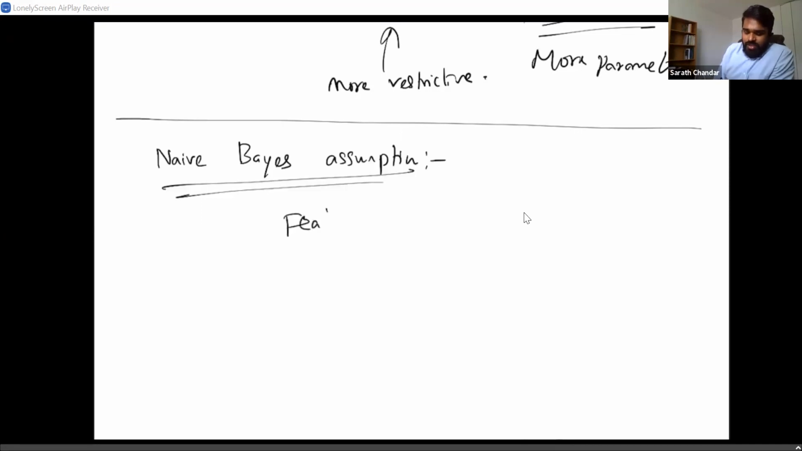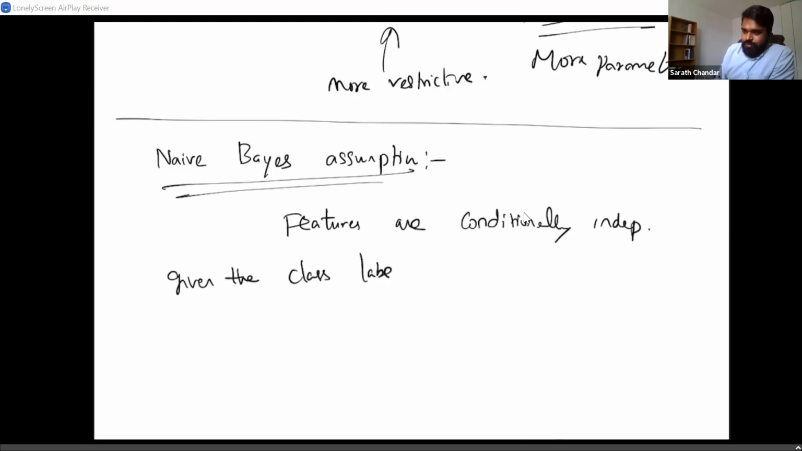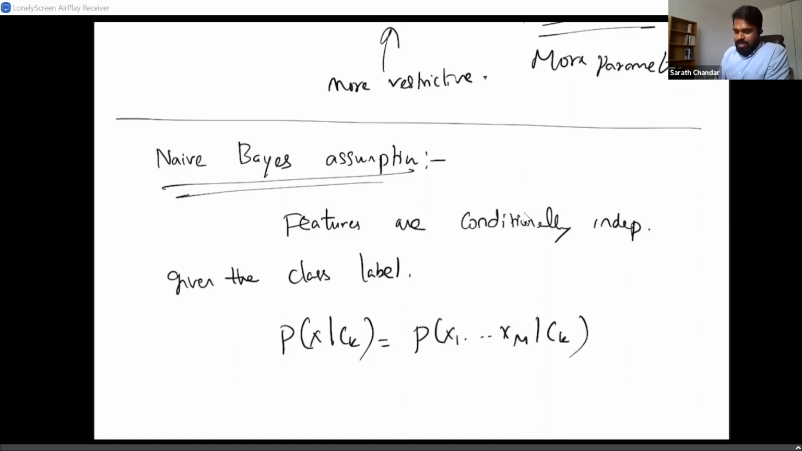So the idea is this: the features are conditionally independent given the class label. In other words, if I have P of X given CK, which is basically P of X1 to XM given CK, I have M features. One reason why the matrix is big is because there are M features, order M squared parameters, right? So what if I make this strong assumption that this joint can be approximated by the product over i equal to 1 to M of P of Xi given CK? What does this mean? This means that the individual features are independent given the class label. So now this means that the covariance matrix is going to be diagonal.